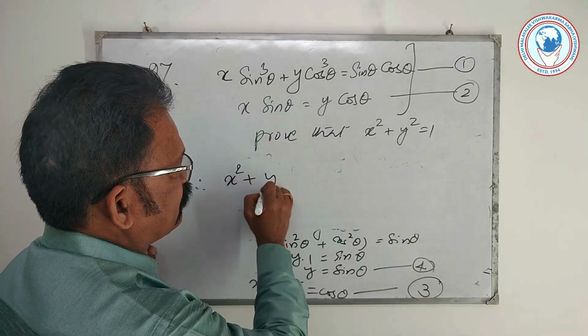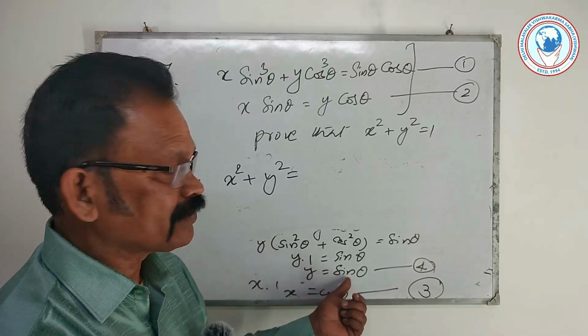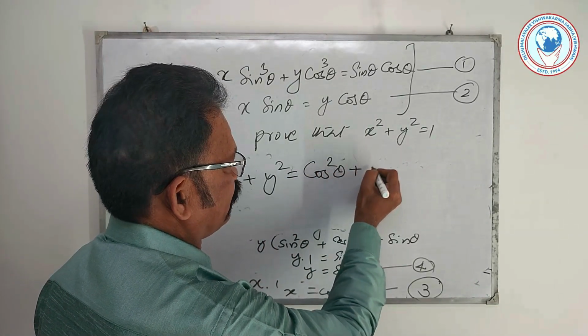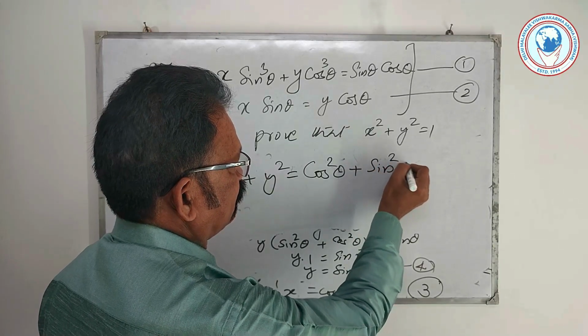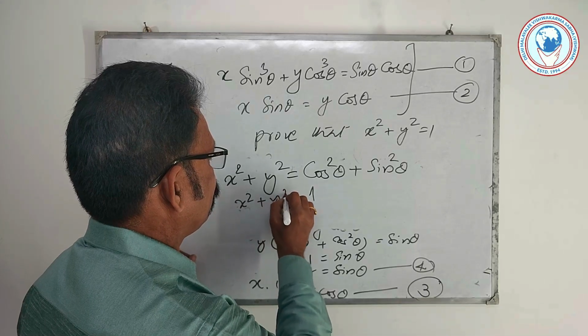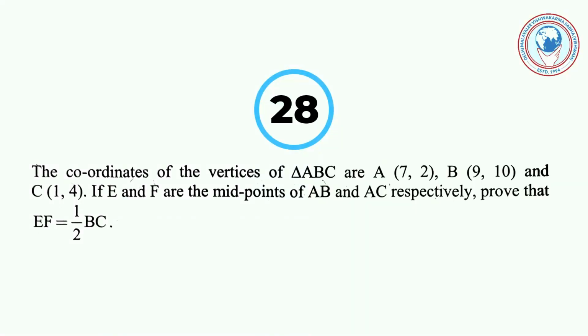Therefore, x square plus y square is equal to, we got x is equal to cos theta and y is equal to sin theta. Cos square theta plus sin square theta. So clearly it is equal to 1. So x square plus y square is equal to 1. Yes, proved. Now next question.